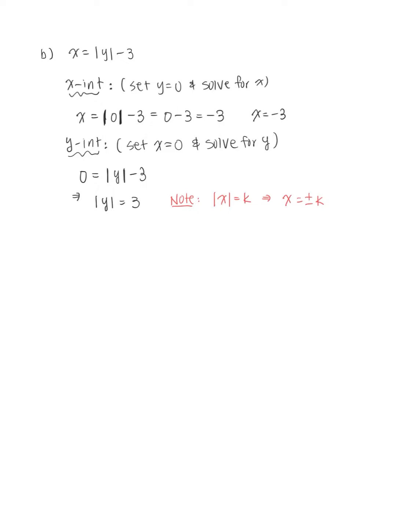But anyways, here, if I drop that absolute value, then you're going to get y equals plus or minus 3, as we expected. So this is the way to find an x- and a y-intercept without looking at the graph. But anyways, I'm going to stop here.